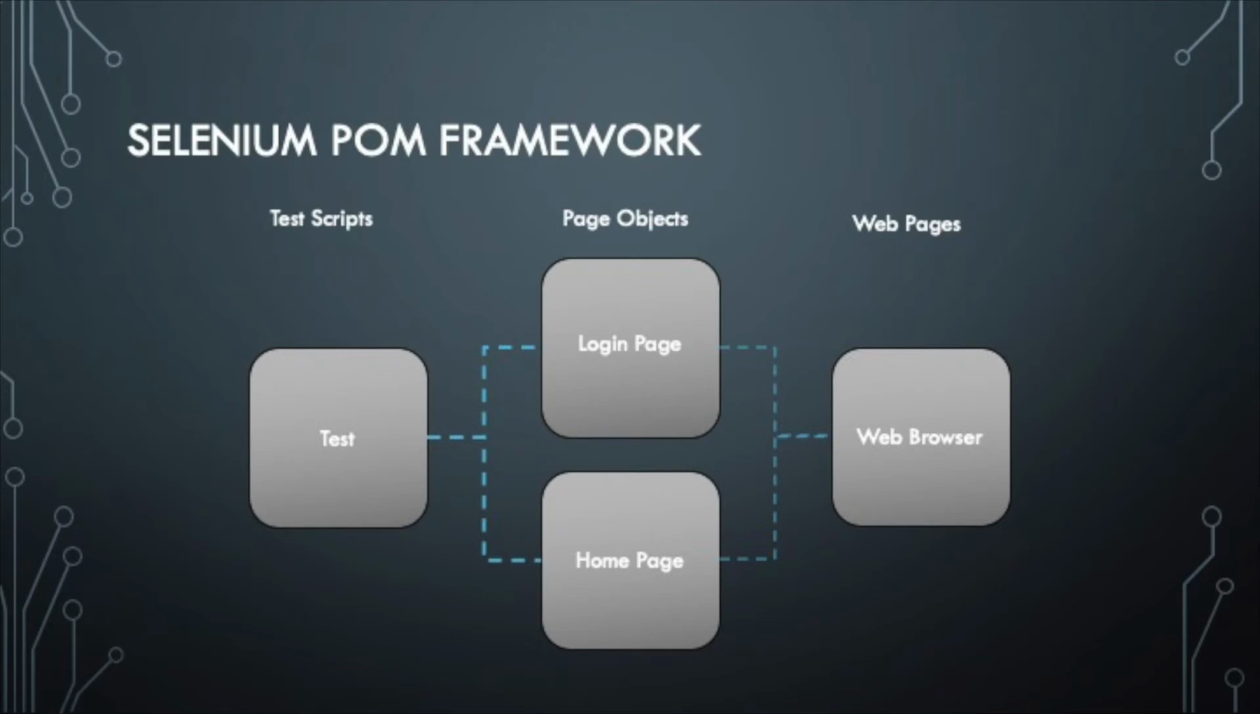The first layer in our page object model is our test scripts. This is where we write our test steps and call our page objects for elements on the screen. The second layer is our page objects. This is where we will define our web element properties and write our test methods that utilize those web elements. And the third layer is our web page, or the application we will execute our code against.